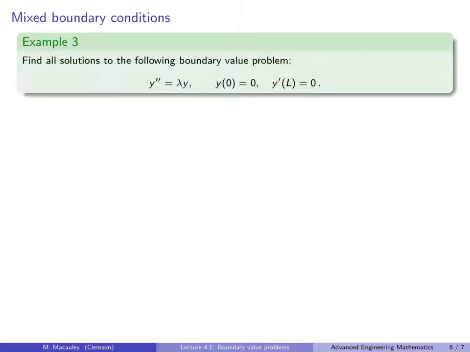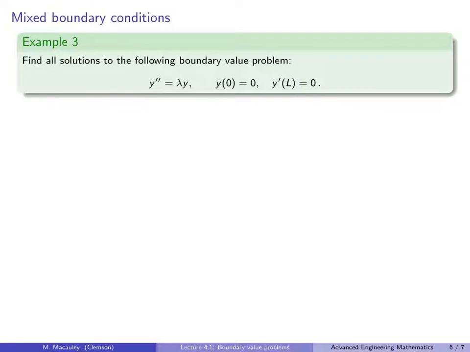Here's example 3. Find all solutions to the following boundary value problem. So we're using the same ODE, but now we have a mixture of the conditions that we used in the previous examples. In the left endpoint, we're specifying the value of the function to be 0, and the right endpoint, we're specifying the value of the rate of change. So these are called mixed boundary conditions, because this is a Dirichlet and this is a von Neumann.